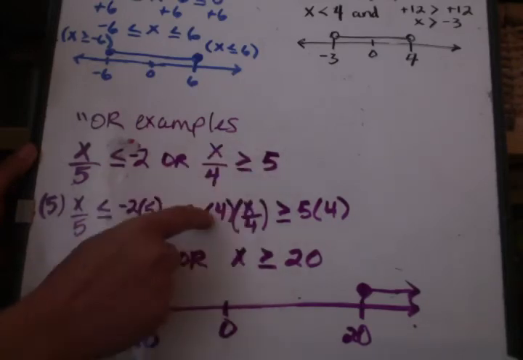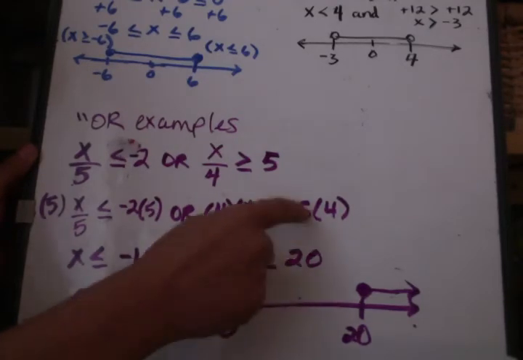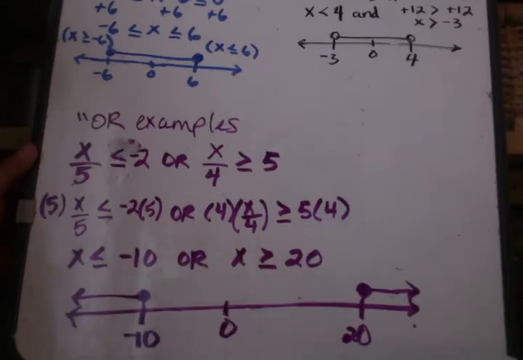X over 4 times 4, 4 over 4 is 1. 1 times x is x. And then 5 times 4 is 20. So x is greater than or equal to 20.